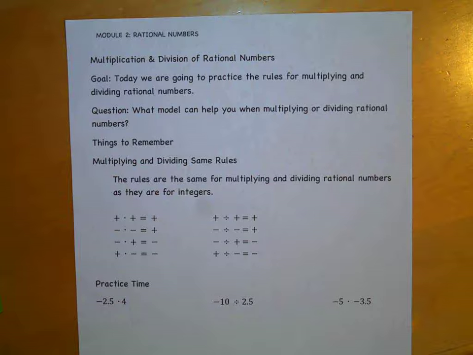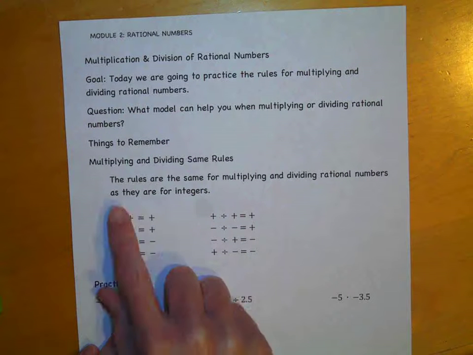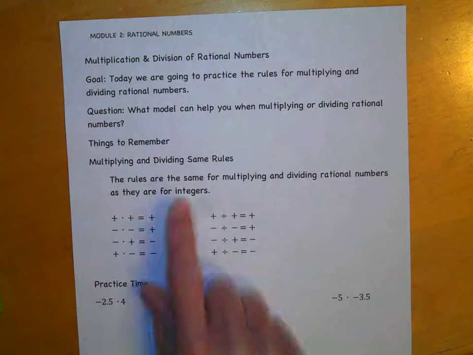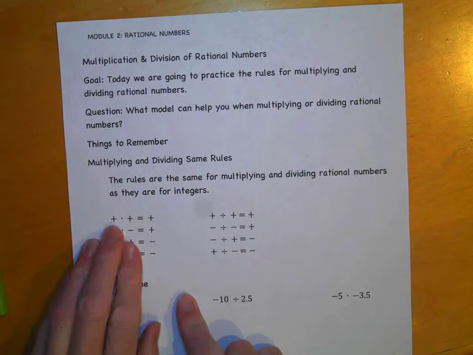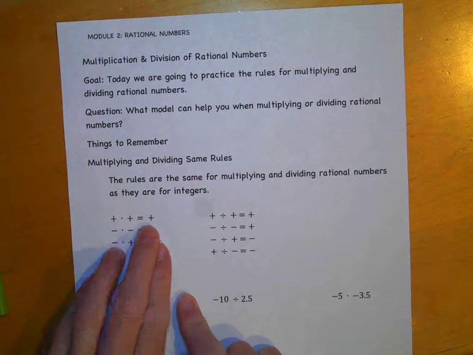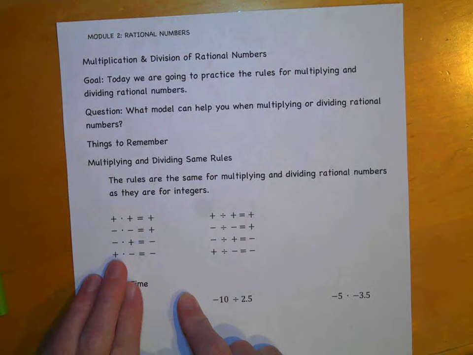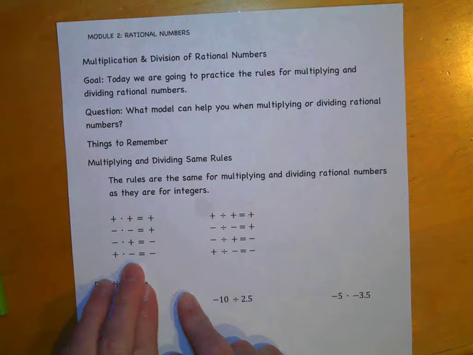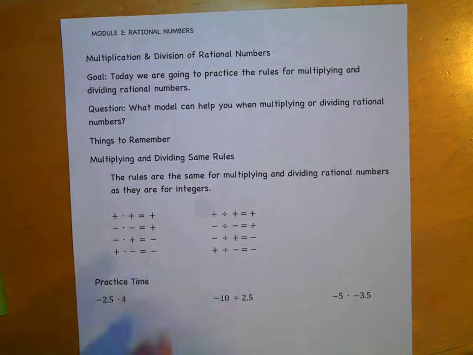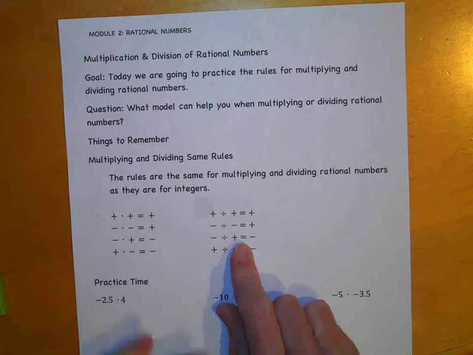So things to remember are multiplying and dividing have the same rules. The rules are the same for multiplying and dividing rational numbers as they are for integers. And so what we have to remember is that a positive times a positive equals a positive, a negative times a negative equals a positive, a negative times a positive equals a negative, a positive times a negative equals a negative.